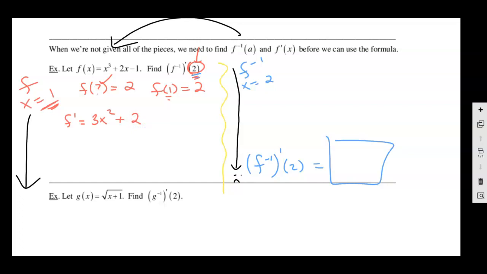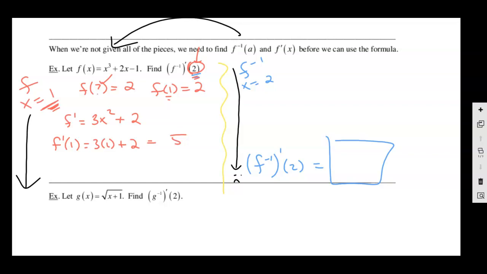3x squared plus 2. And then I could take that derivative, and I'm going to plug it in with 1, not with 2. Remember, 2 is the inverse value. I need to use 1, which is the original value. So that's going to be 3 times 1 plus 2. So the derivative of the original gives me out 5.